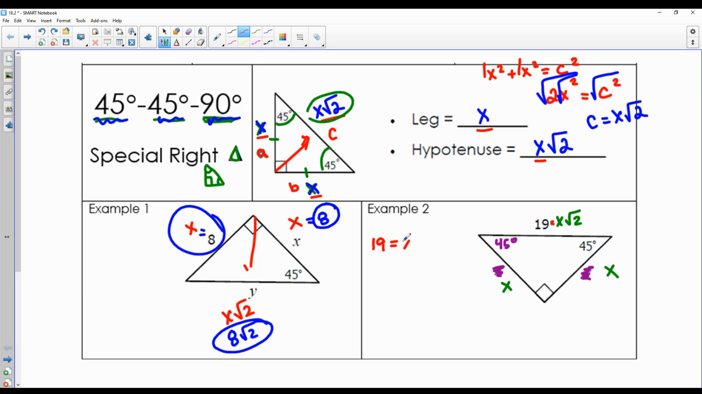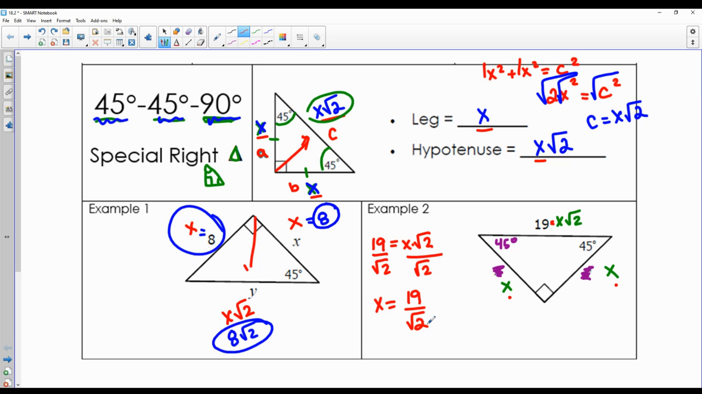19 is equal to x times the square root of 2. So I am trying to solve for x. This x right here is just multiplied by that square root of 2. So we're going to undo multiplication. We're going to divide both sides by the square root of 2. So x here is just equal to 19 divided by the square root of 2.